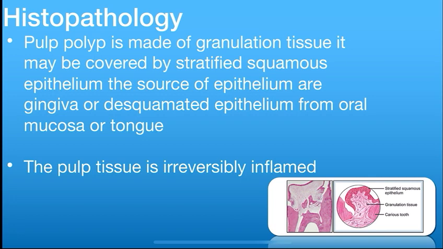Speaking about the histopathology, the pulp polyp is composed of granulation tissue. This pulp polyp may or may not be covered by stratified squamous epithelium. The source of this epithelium comes from desquamated epithelium from the oral mucosa or tongue, or epithelium of the gingiva. The pulp in the pulp polyp is irreversibly inflamed.